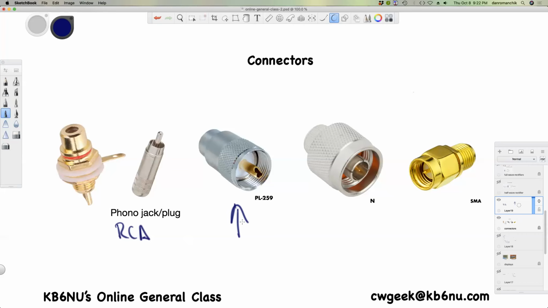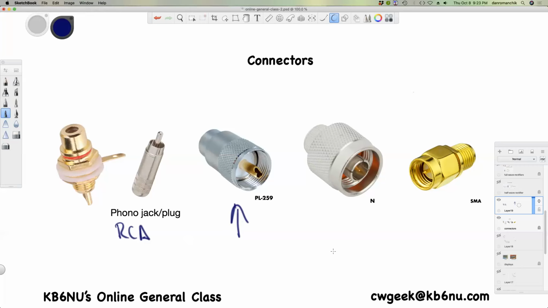Question, which of the following describes an N-type connector? Answer, a moisture-resistant RF connector useful to 10 gigahertz. So that's pretty high frequency. And what is a type SMA connector? A small threaded connector suitable for signals up to several gigahertz. All right, any questions about connectors?